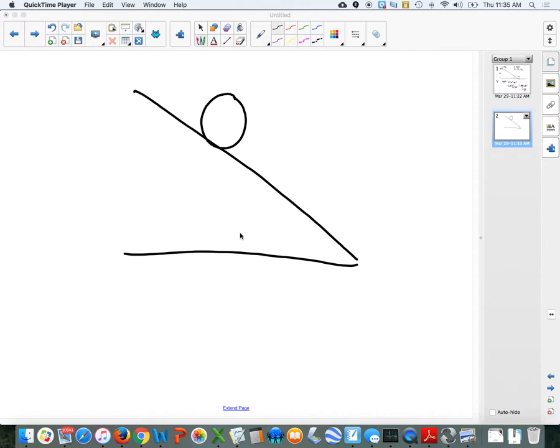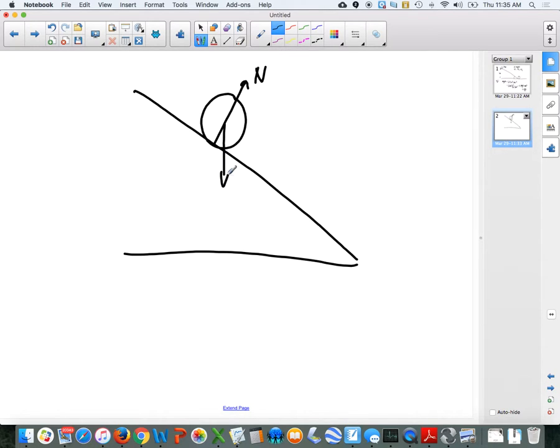So I clearly have a normal force, coming perpendicular to the surface. What other forces are at work here? Gravity. I'm going to draw gravity as coming from the center of the object. Are there any other forces acting on this thing? Yes. Friction. What direction does friction go? Opposite of motion. So that would be up the incline.